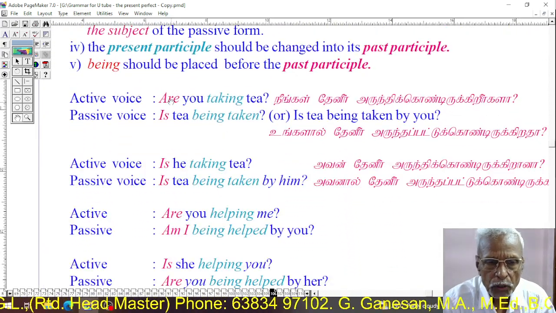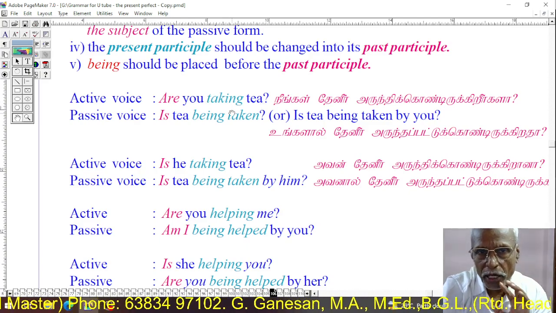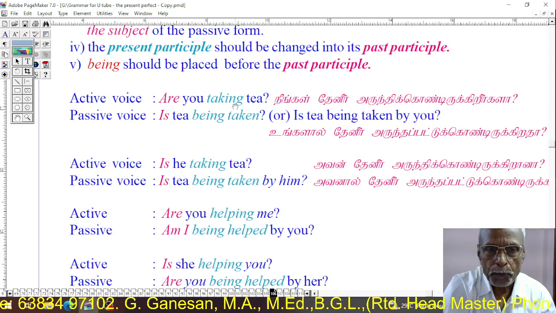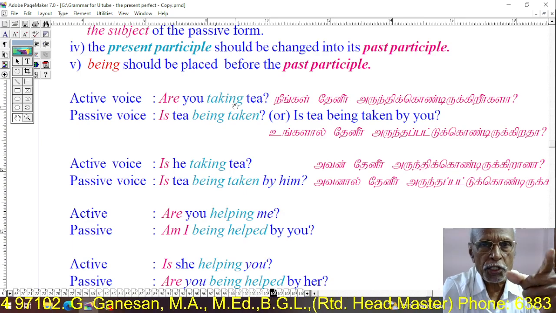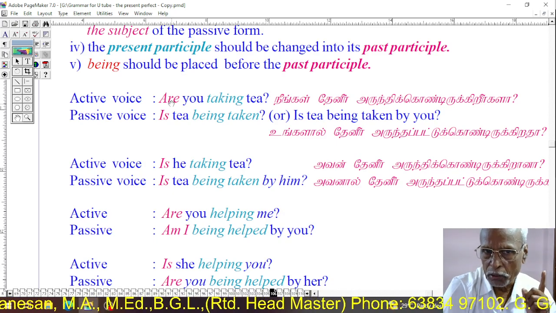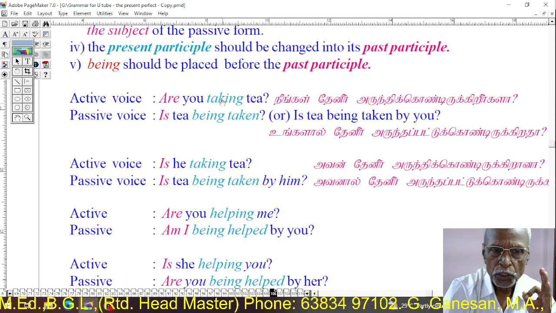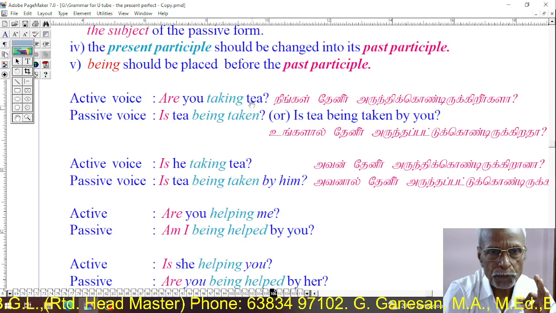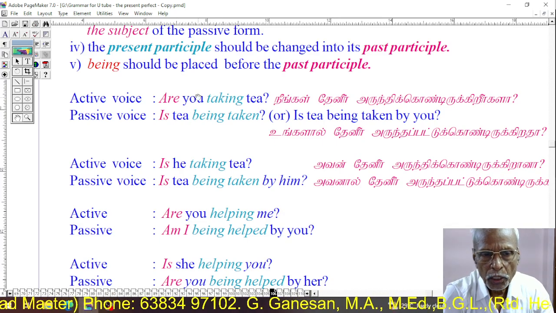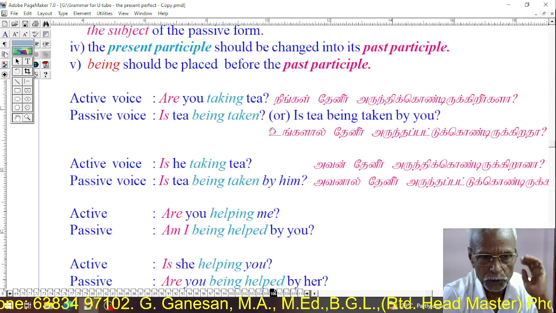Look here. Are you taking tea? Here there are two verbs. I am taking tea is a statement; are you taking tea is a question. Here the first verb is the be verb, then taking is the present participle. The subject is you, the object is tea. Now we should interchange. Tea is brought as subject, and you is brought as object, by you.